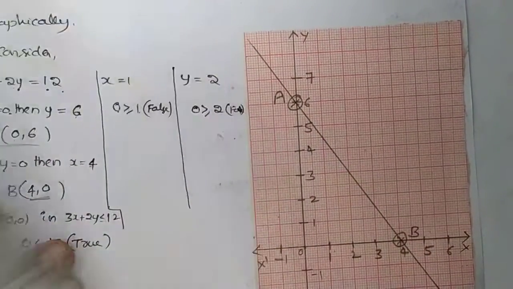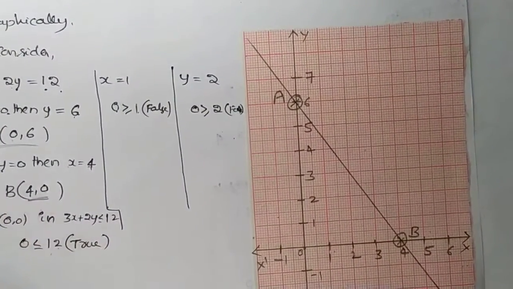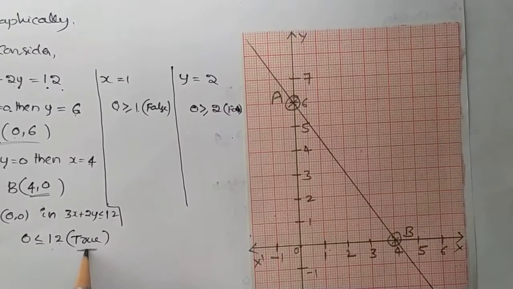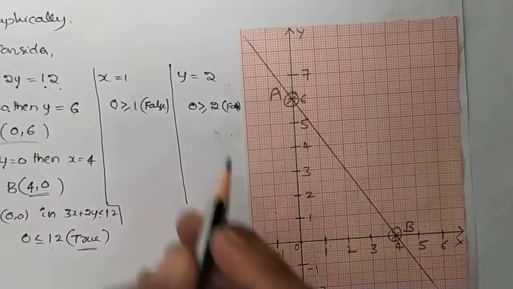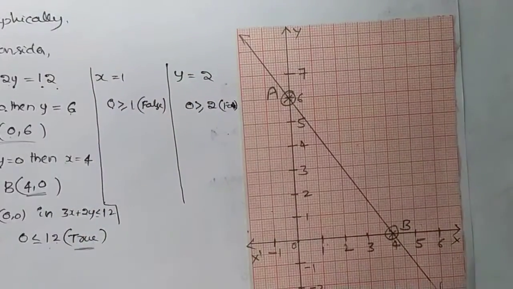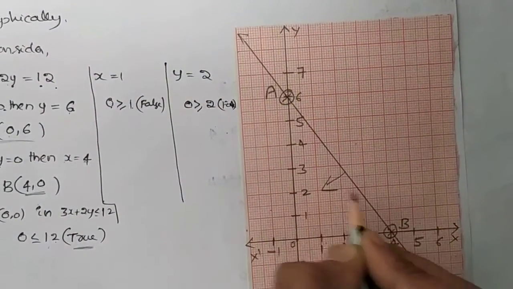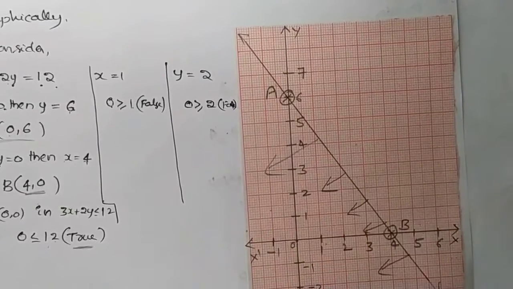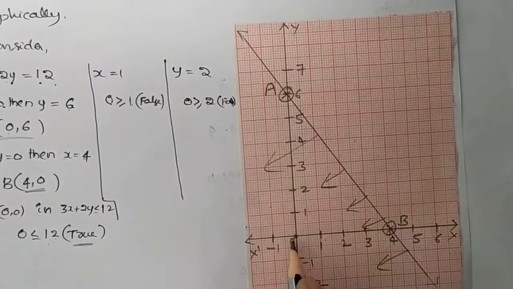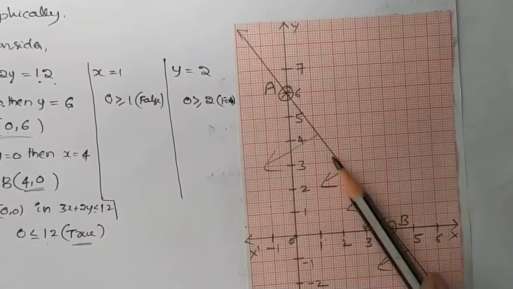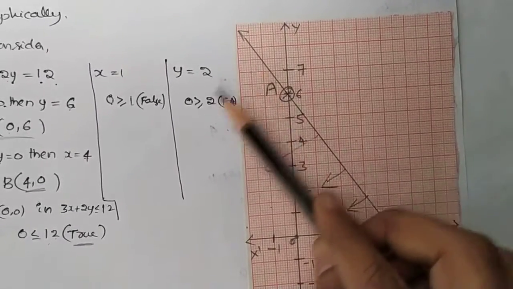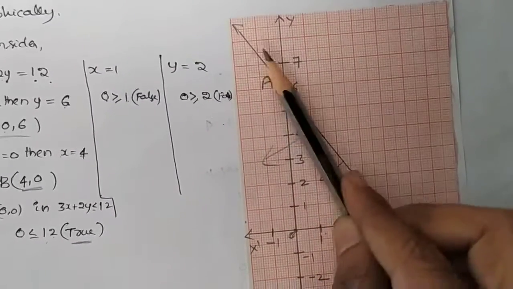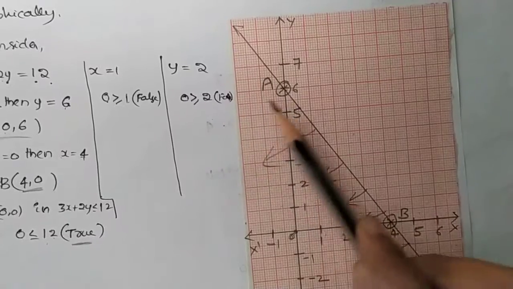Okay. Next, it is also giving true. If it is true, where we have to shade? Towards the origin we have to shade, like this, right? Here it is the origin. Towards the origin we have to shade like this. Solution region of the inequality 3x plus 2y less than or equal to 12 will be like this.